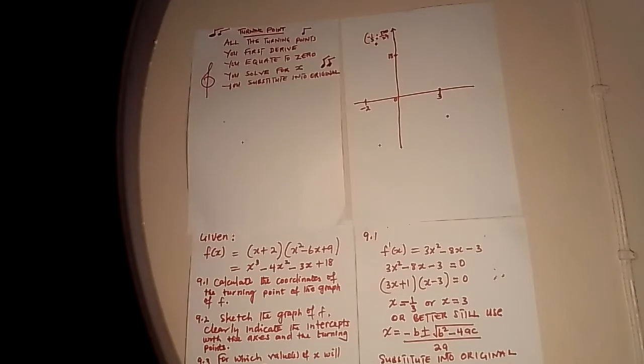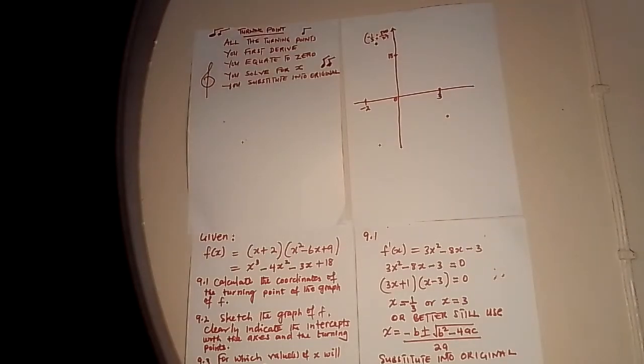All the turning points you first derive, you equate to 0, you solve for x, you substitute into original. One more time. All the turning points you first derive, you equate to 0, you solve for x, you substitute into original. So now we're going by the words.